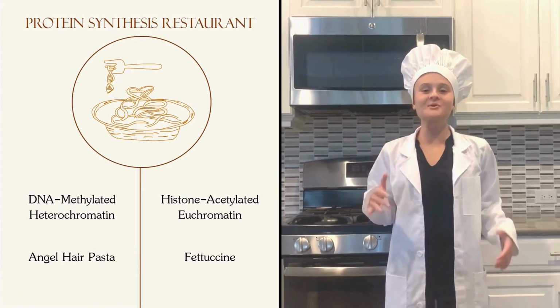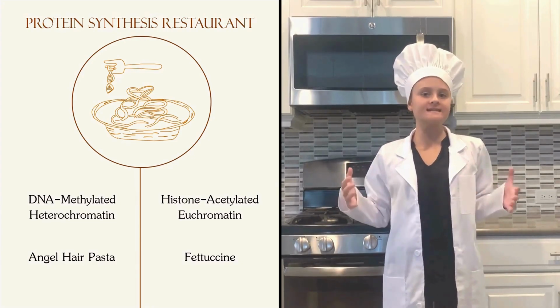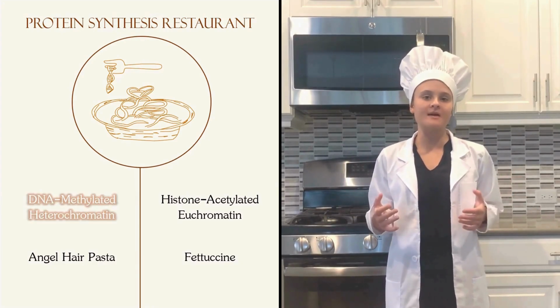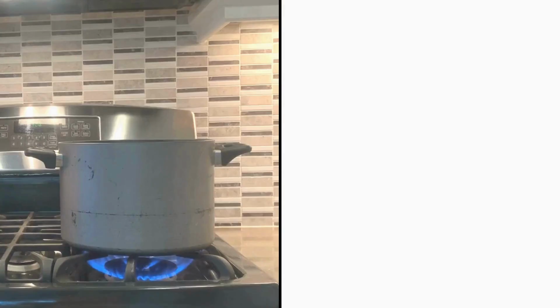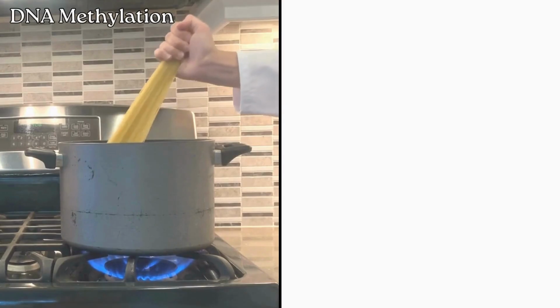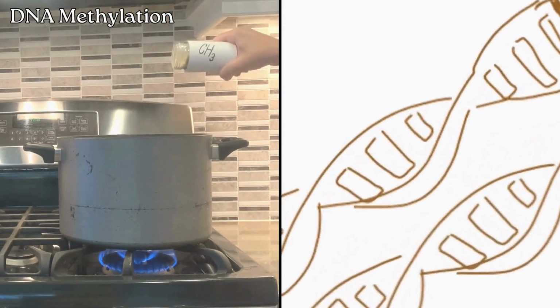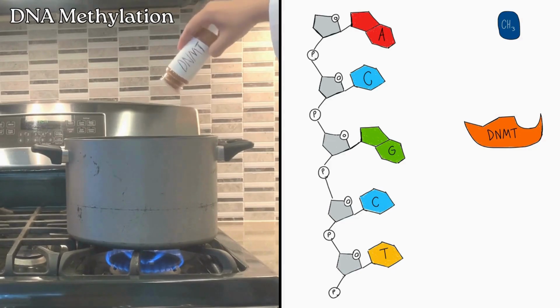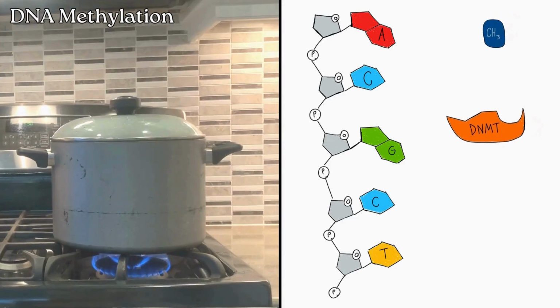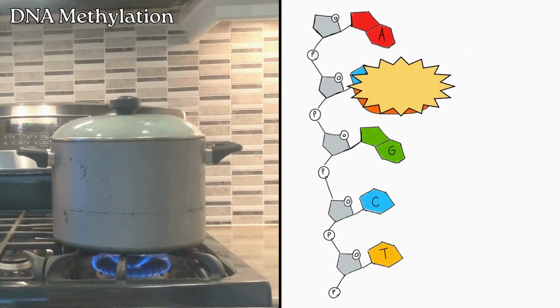Hi there, I'm the chromatin regulation chef, and on today's menu, we've got DNA methylated heterochromatin and histone acetylated euchromatin. In DNA methylation, we start with our chromatin. Then we add in our spices, sprinkling in methyl groups and DNMT enzymes to speed up our cooking. When cooking, the methyl groups attach to the cytosine bases in the DNA.